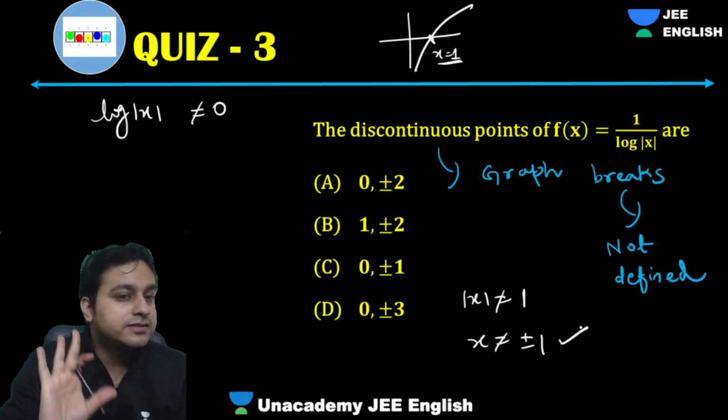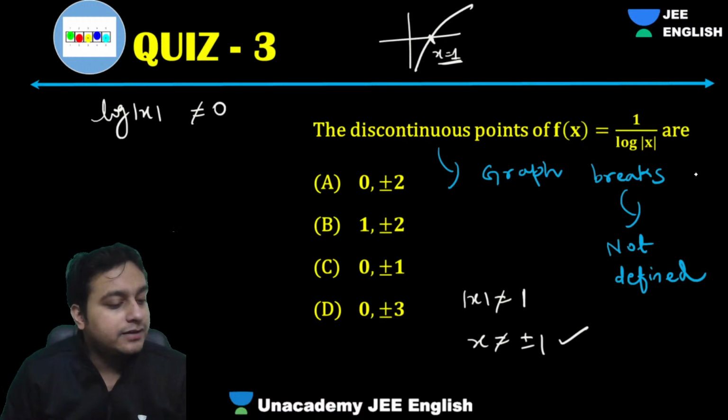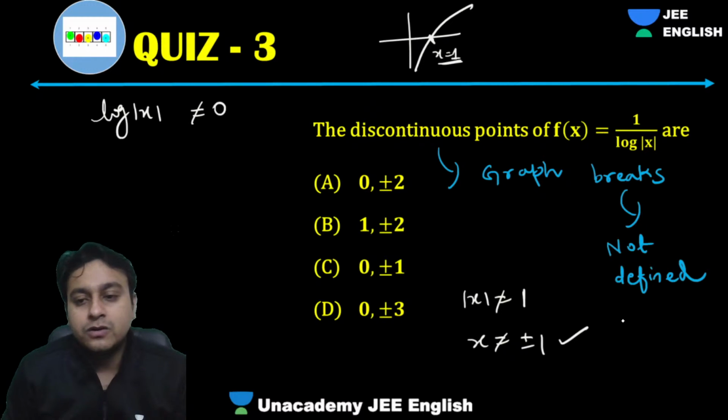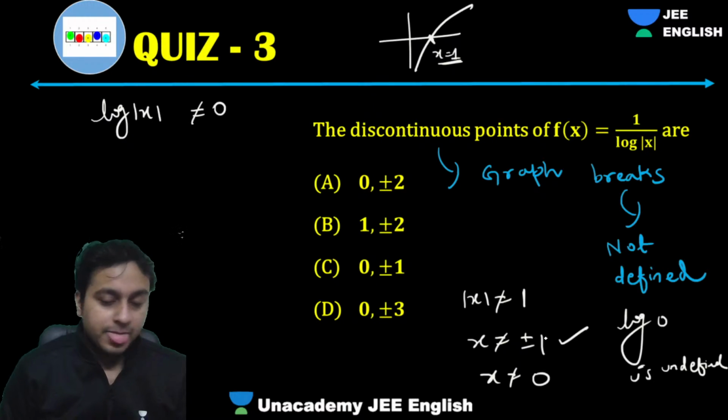From here we got this logic, very simple. Moreover, guys, log 0 is obviously not defined. Is log 0 defined? No. Log 0 is undefined. So therefore x can't be 0 as well. So x can't be 0, plus 1 and minus 1. 0 is not in the domain.